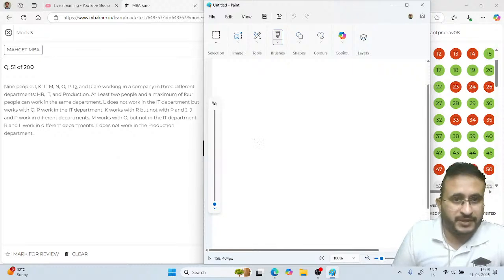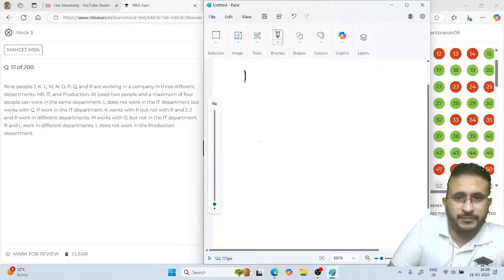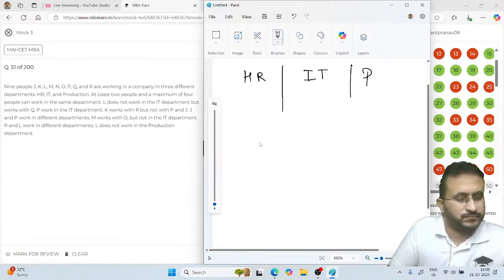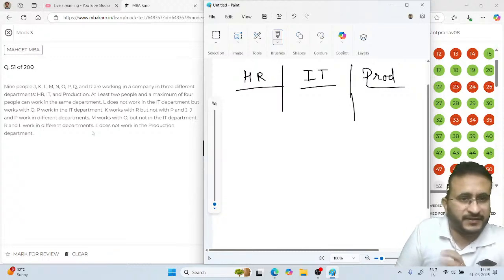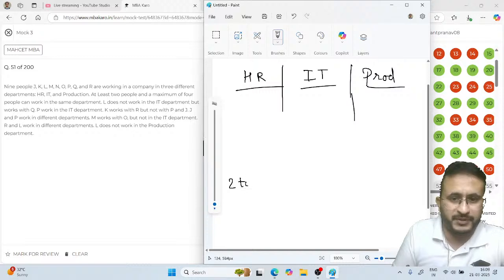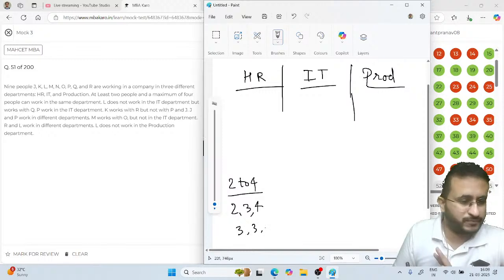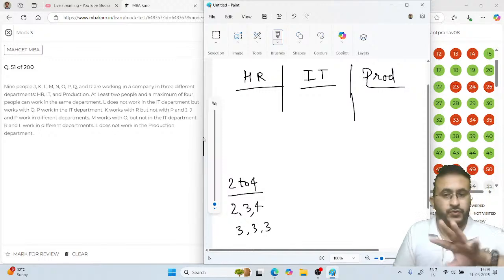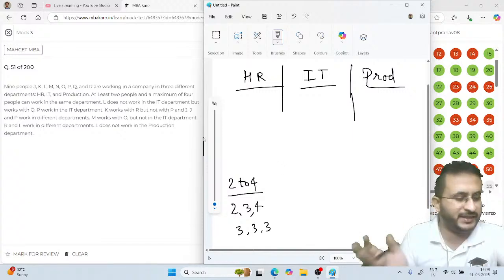HR, IT, production, two people and maximum of four people can work in the same department. So HR, IT, and production. So three departments. It says that like we will put them in like departments, right? So it says that we have minimum two and maximum four. So two to four people can work in a department. So it can be two, three, four, right? It can also be three, three, three also. Okay. So two possibilities are there because it is not saying that three, three, three is not possible.